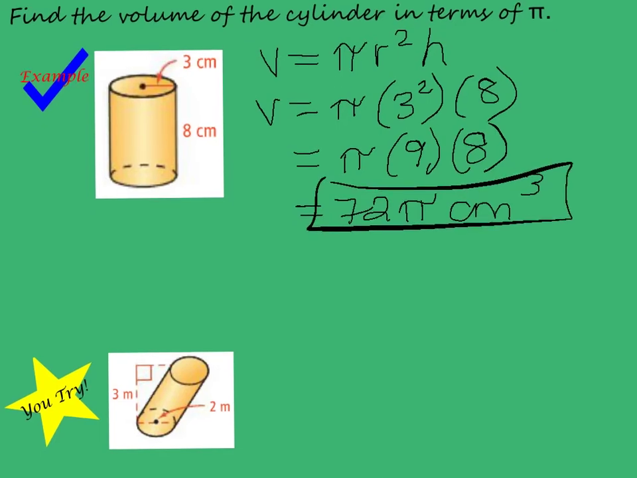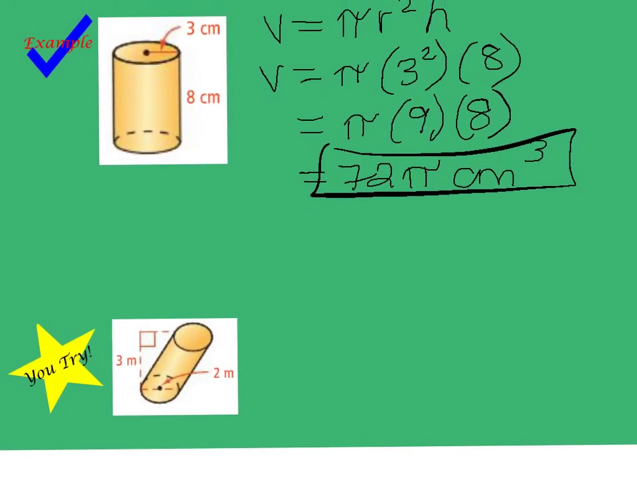Alright, so you try. Check this one out below. It's a little slanted cylinder down here, but go about it exactly the same way. Oh, and this line, it looks like the diameter here is 2, so go ahead and go with that.